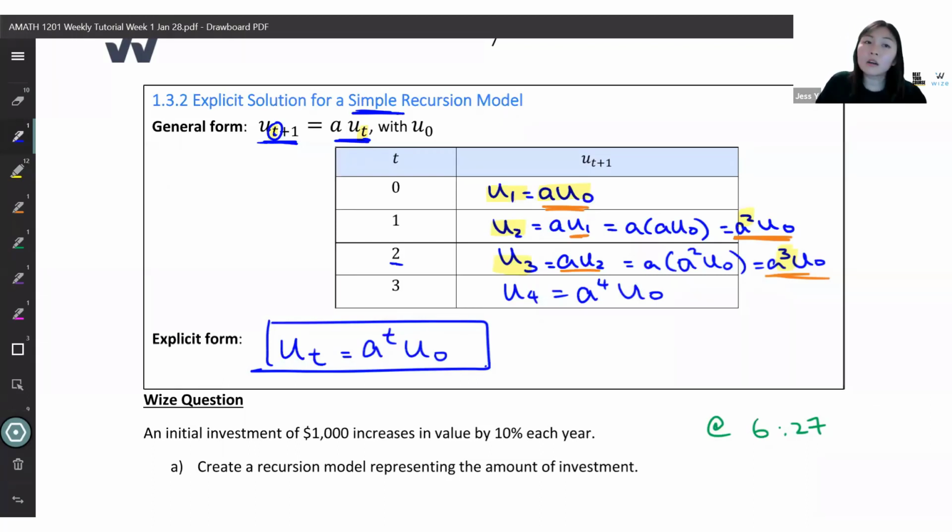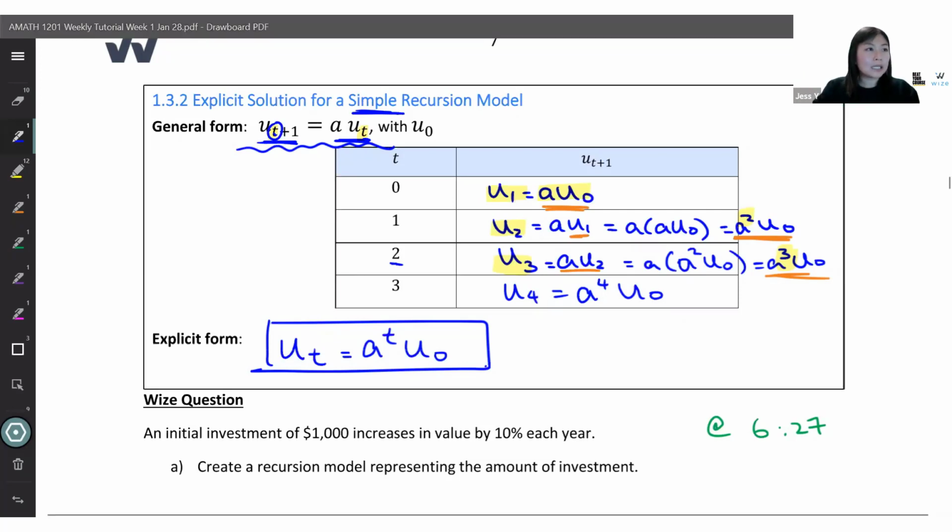We now no longer need to rely on this silly little recursion model that's super hard and tedious to calculate. We now have this direct formula. We can plug in t equals whatever number and figure out what that term is.